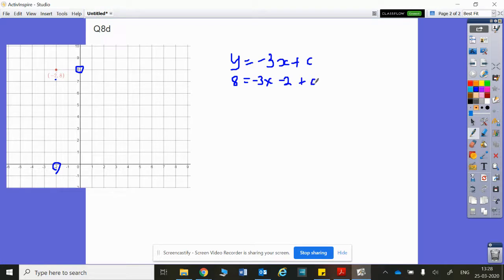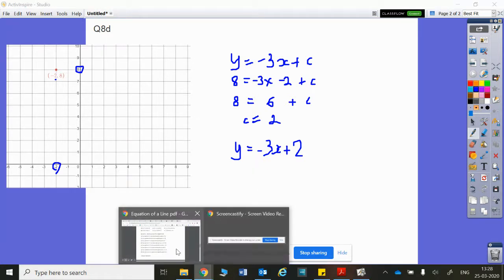Okay, -3 times -2 is equal to 6. So 8 equals 6 plus something. If we take 6 off both sides there, we can see that we get c is equal to 2. Right, okay, so now we can restate the final equation as y equals -3x plus 2. Sorry about the writing, I'm just doing it with my mouse at the moment, okay? So it should be y equals -3x plus 2.